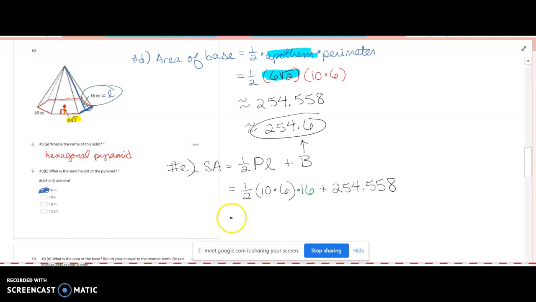So that comes out to be approximately 6. Whoa, that's not right. Let's try that again, Miss Benton. 0.5 times 10 times 6 times 16 plus that 254 number. Okay, here we go. How about 734.55? So that would be 734.6 to the nearest tenth.